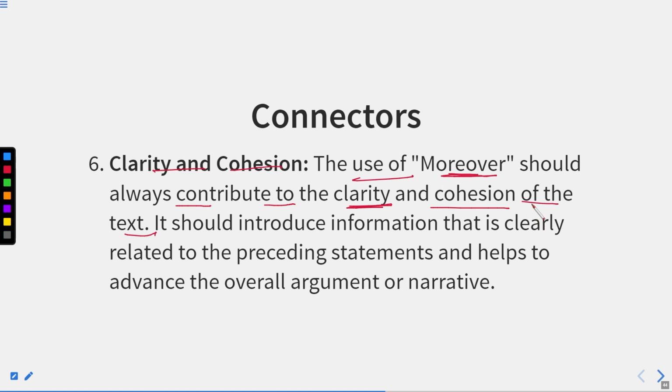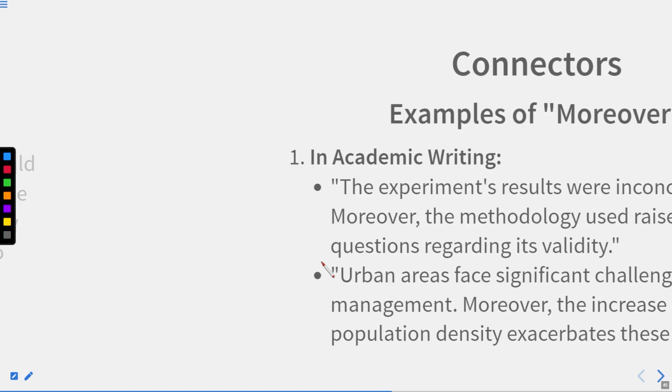Okay, of the text. It should introduce information that is clearly related to the preceding statement. It should introduce the information which is related to the previous statement, and help to advance the overall argument or narrative. So the information which you are introducing with the word moreover should reflect the preceding statement.